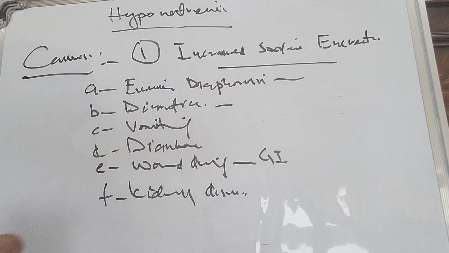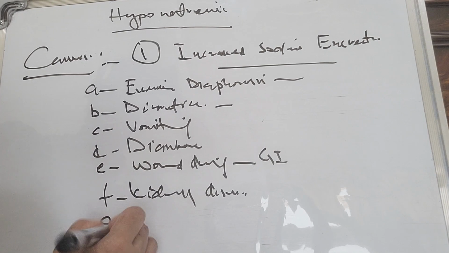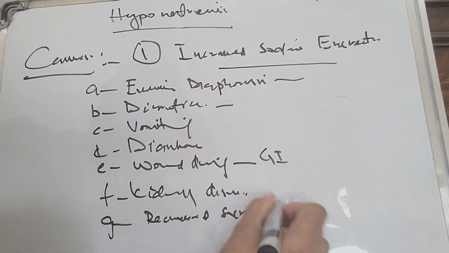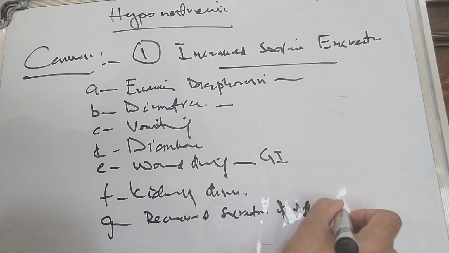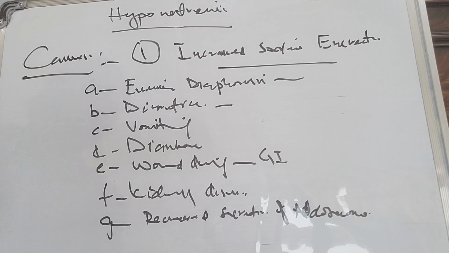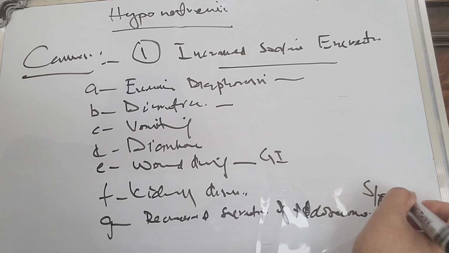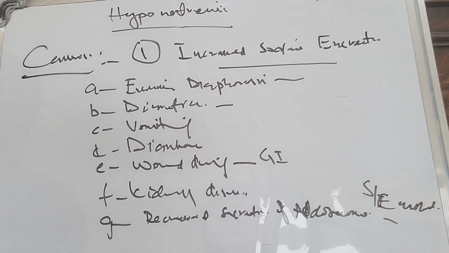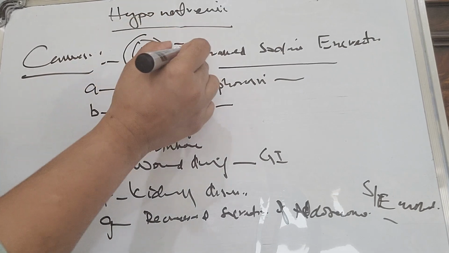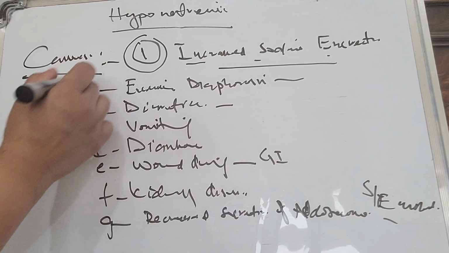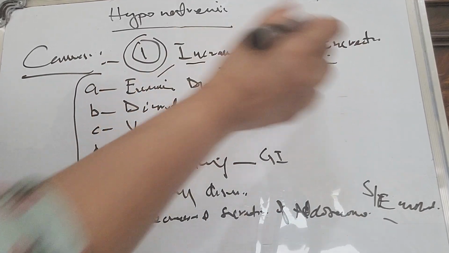Number G, decreased secretion of aldosterone. Because of decreased secretion of aldosterone, we have serum electrolyte imbalance. This is number one, increased sodium excretion, how sodium is coming out from the body. These are the reasons for increased sodium excretion.